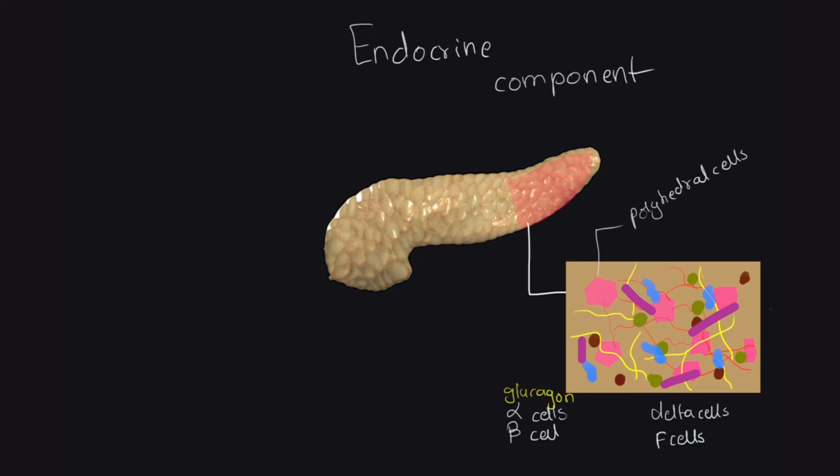Glucagon is also useful for the regulation of glucose inside our body. Then we have the delta cells, which are primarily involved in the secretion of somatostatin. Then lastly, we have the F cells. F cells are a type of cell found only in the pancreas, and they are usually used to secrete the pancreatic polypeptide.